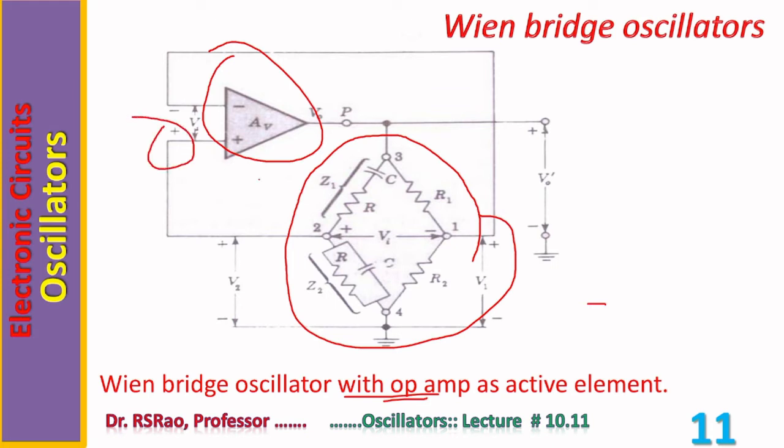Notice the Wien bridge. There are 4 arms. 2 arms consist of a single resistor each, R1 and R2. In the remaining 2 arms, each arm consists of 2 elements, 1 resistor and 1 capacitor. In one arm they are in series, in another arm they are in parallel.